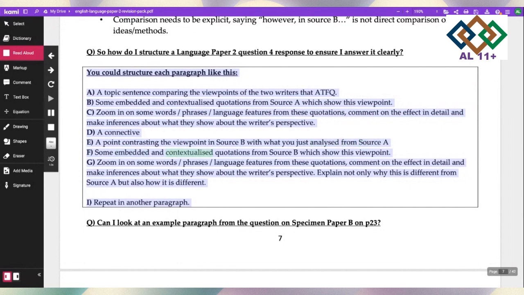E: Some embedded and contextualized quotations from Source B which show this viewpoint. F: Zoom in on some words, phrases, language features from these quotations. Comment on the effect in detail and make inferences about what they show about the writer's perspective. G: Explain not only why this is different from Source A but also how it is different. Then I repeat in another paragraph.